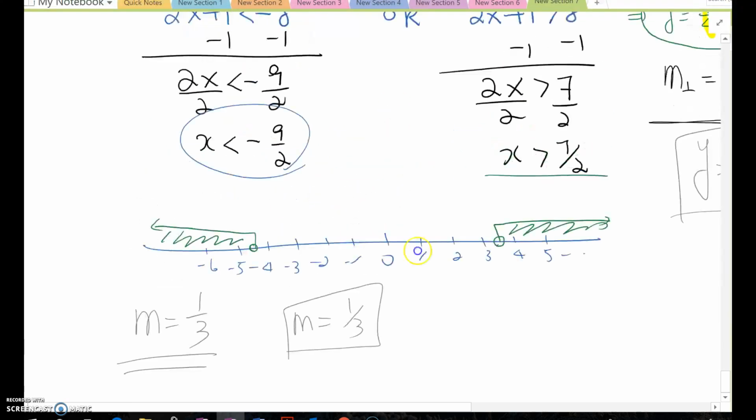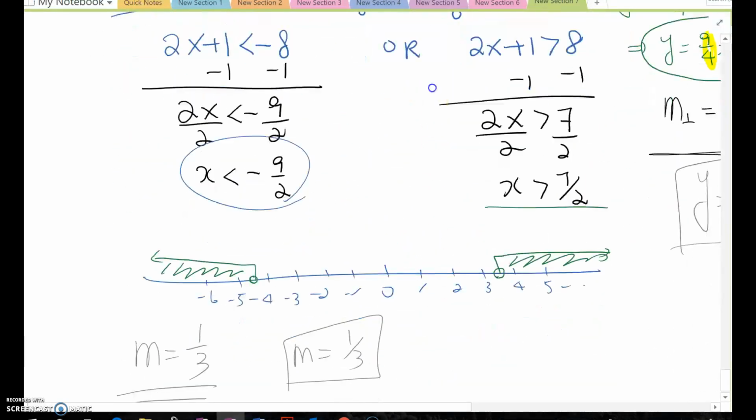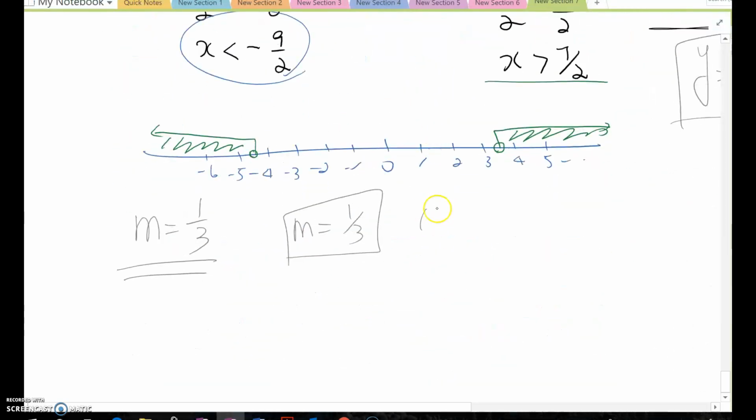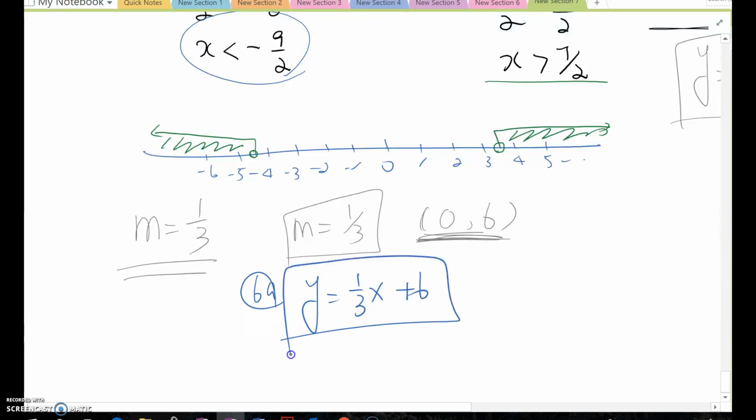Yes? And then what's the given point? 0, 6. So we are passing through 0, 6. Like last time here, if x is 0, then this is already the y-intercept. Yes? Therefore, the answer for 6a must be y equals 1/3 x plus 6. That's the answer.